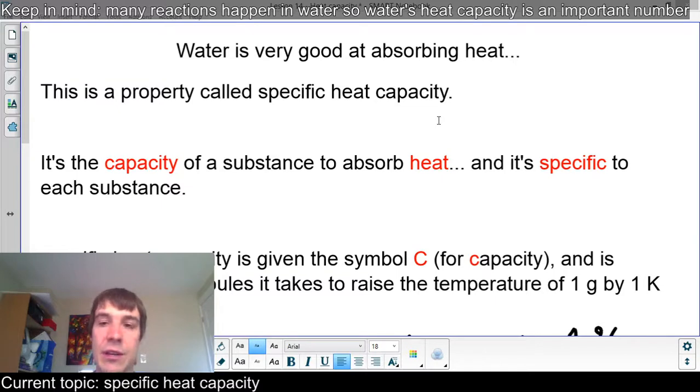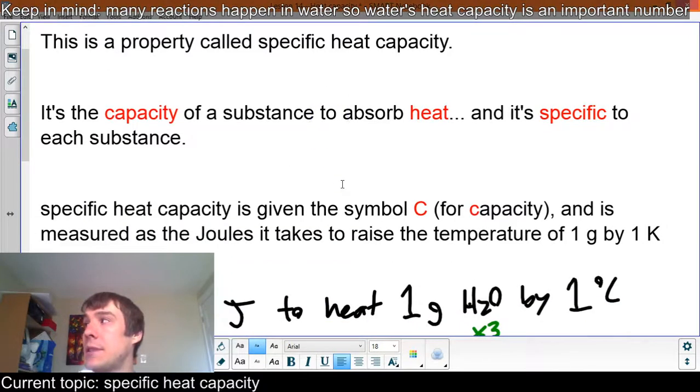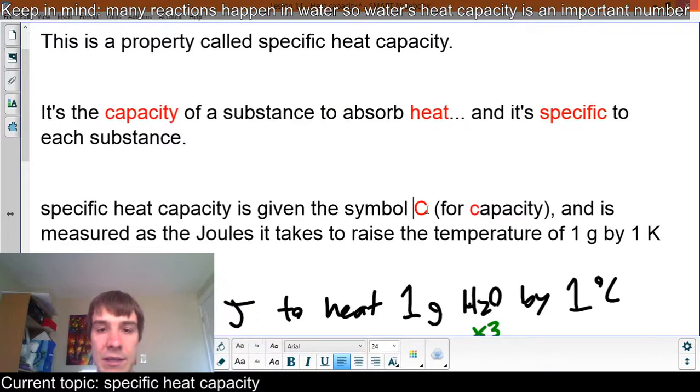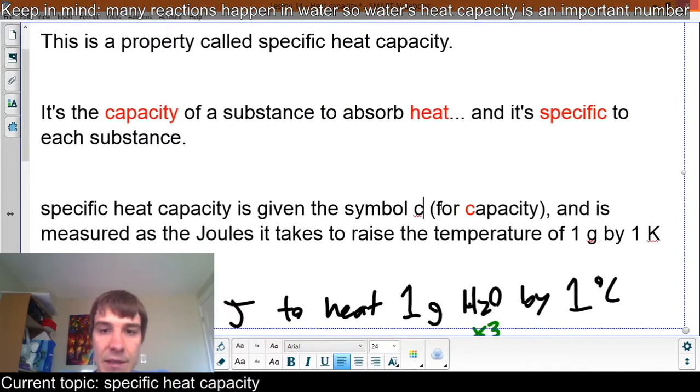change water's temperature. This is something called specific heat capacity. Specific heat capacity. So the word is very, very well chosen. It is the capacity of a substance to absorb or release heat. It's specific to each substance. And heat, being used here, is the amount of thermal energy transferred, right? The amount of thermal energy transferred. It has a symbol. The symbol is C. It's actually small c. So small c for capacity.